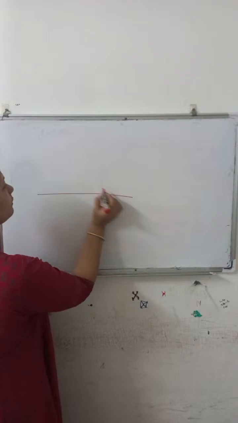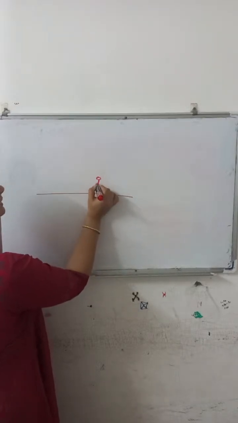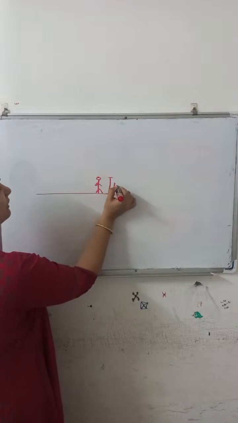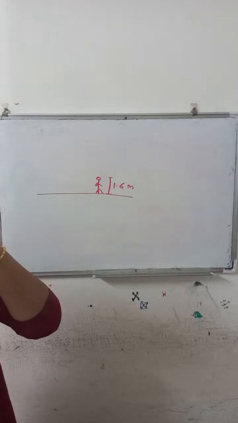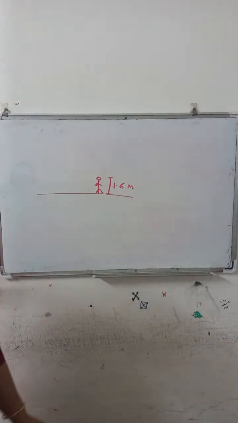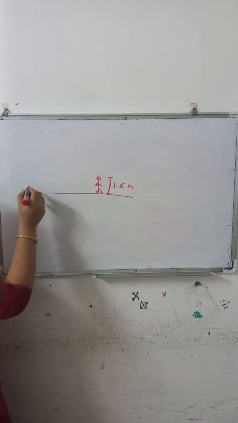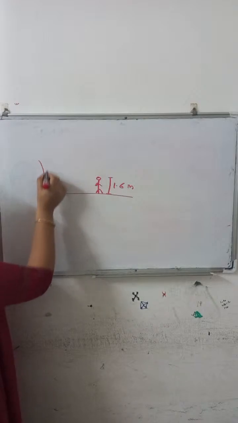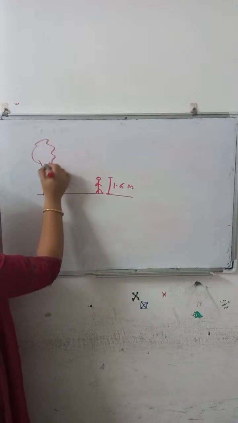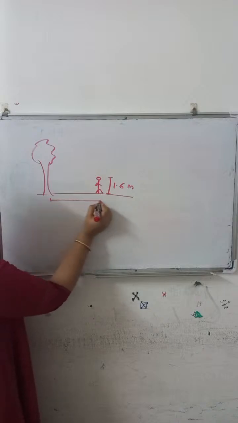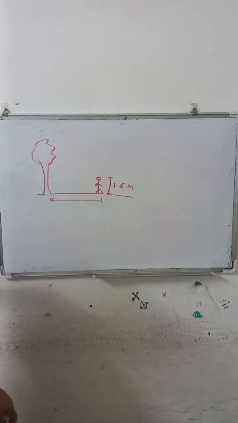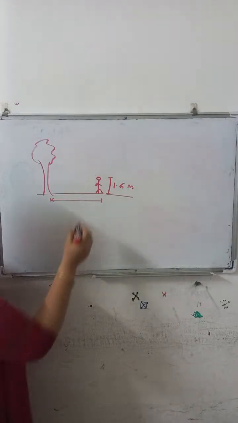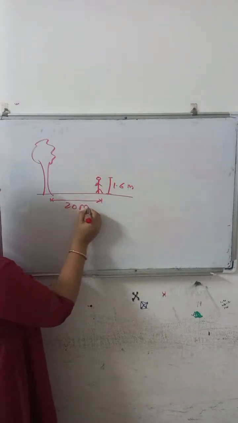Okay, so there is a ground. This is the ground, and here one observer is standing, whose height is 1.6 meter, standing 20 meters away from the tree. Somewhere here we have a tree, and this distance from the tree to this observer is 20 meter. This is given.